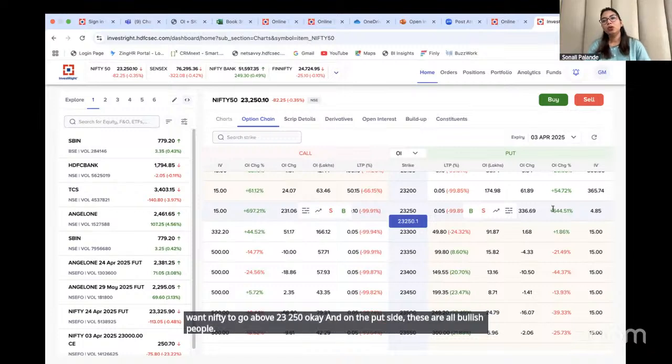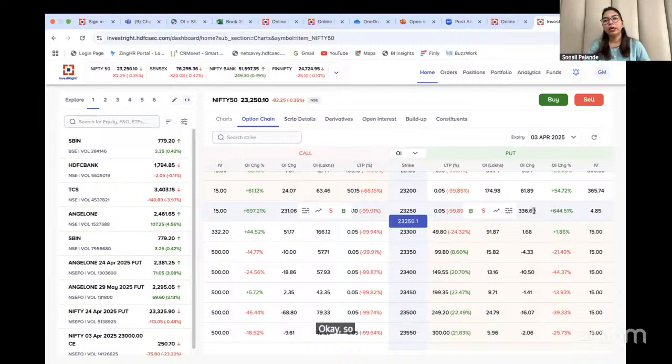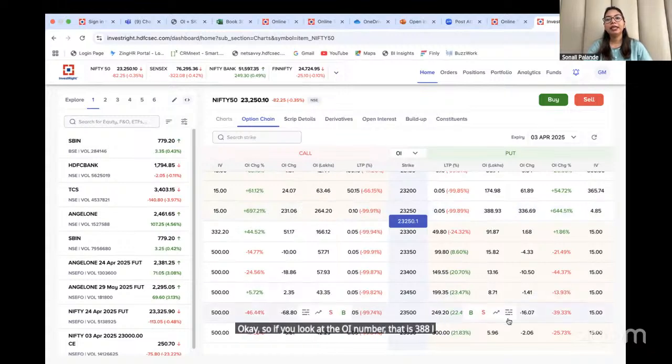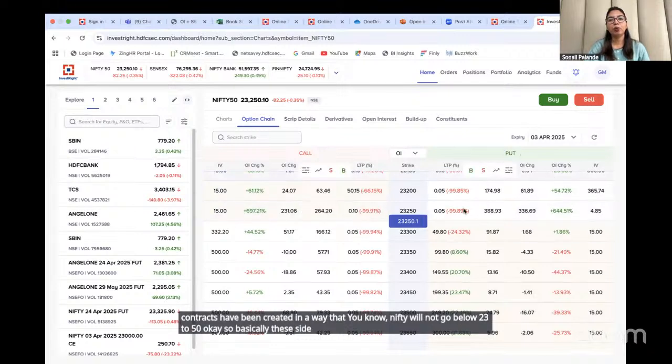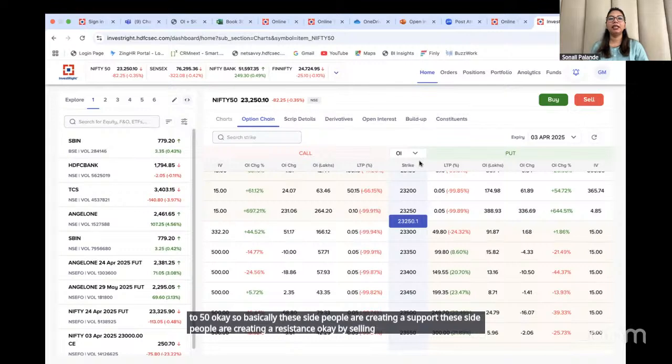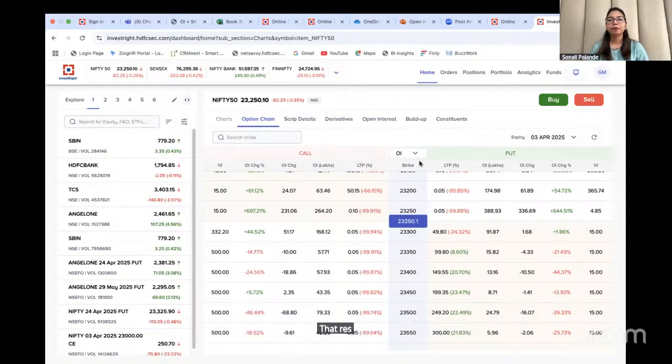Okay, and on the put side, these are all bullish people. If you look at the OI number, that is 388 lakh. So 388 lakh contracts have been created in a way that Nifty will not go below 23,250. Basically, these people are creating a support, and these people are creating a resistance, by selling that respective contract.